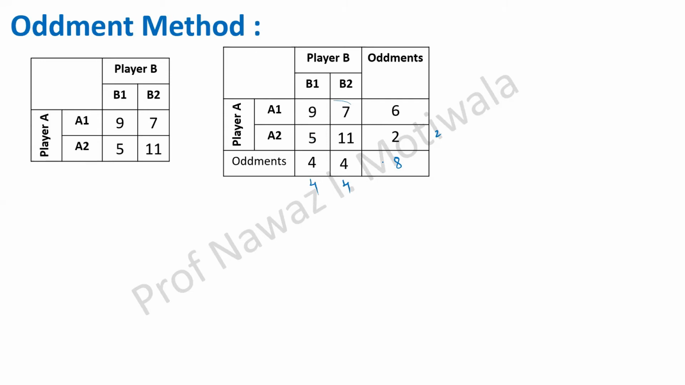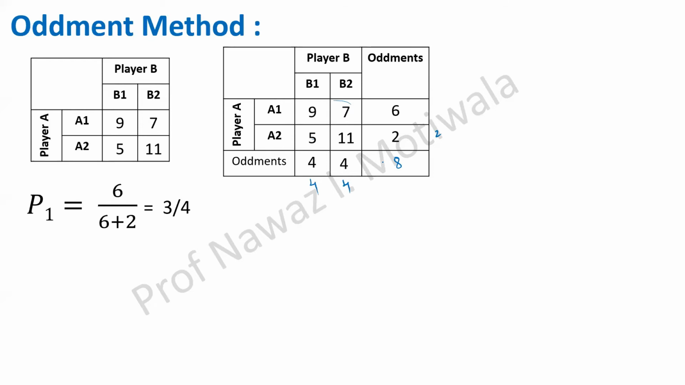Total 8 games are played, out of which 6 times he is playing A1. So what is the probability? 3 by 4. Yes, simple. It will be 6 by 8, or you can write 3 by 4. So here is the answer. So it is 6 divided by 6 plus 2.